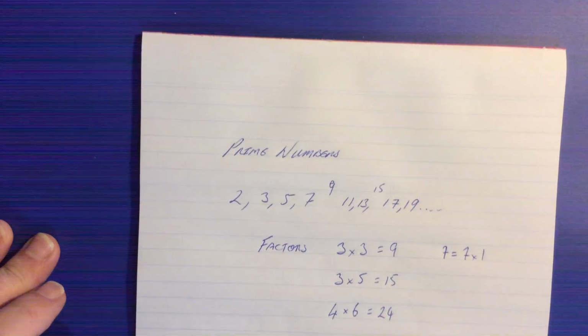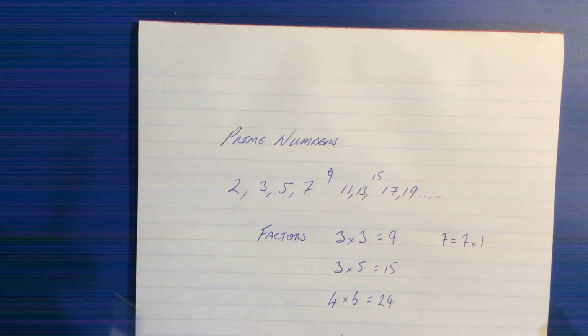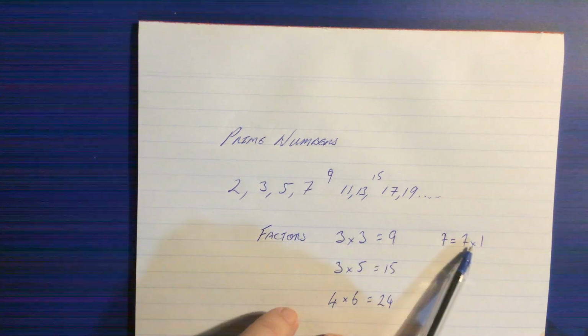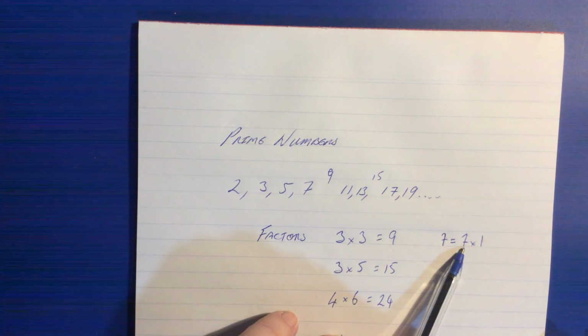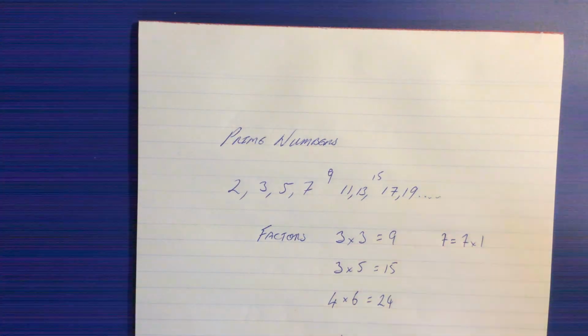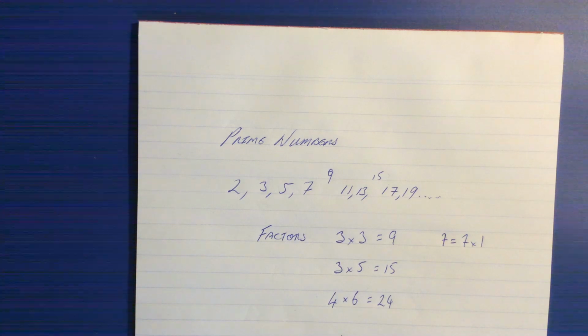So just to go into the business of factors a little more, 3 threes are 9, but 7 can only be found by multiplying 7 and 1. Go through your times tables. Think about how you find 7. Well, the only way that you can multiply to get 7 is 7 ones.